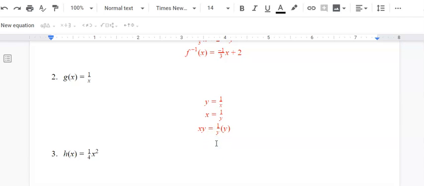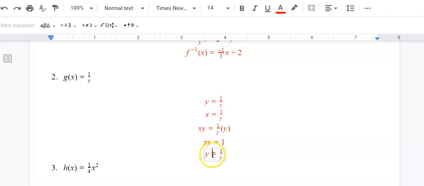You'll get xy is equal to 1. And then to get rid of the x, so that the y is by itself, you would divide both sides by x. But look what happens. My goodness, you get exactly the same thing you had to start. So the inverse of a rational function is y equals 1 over x.